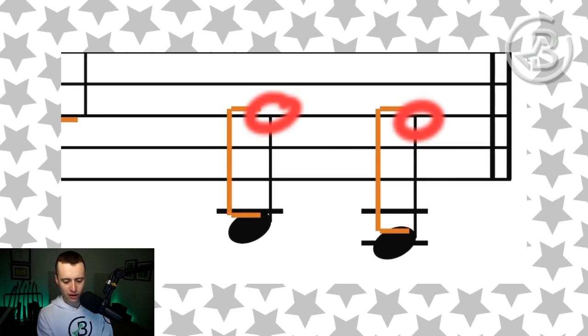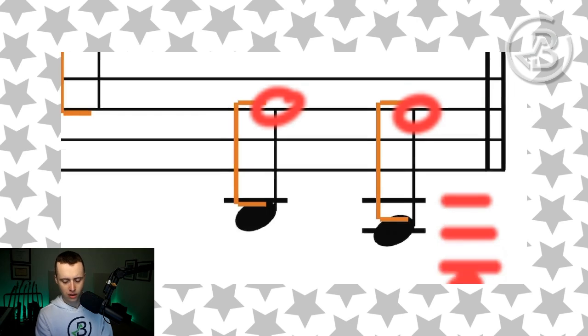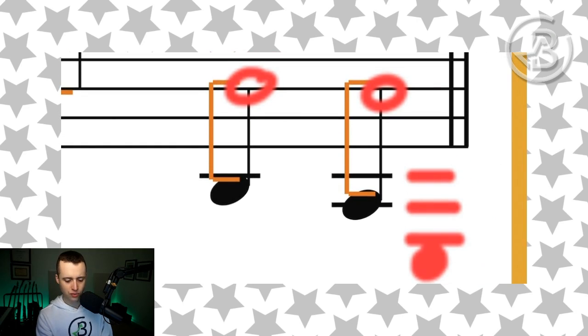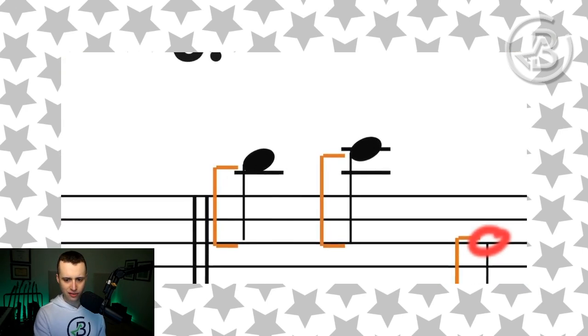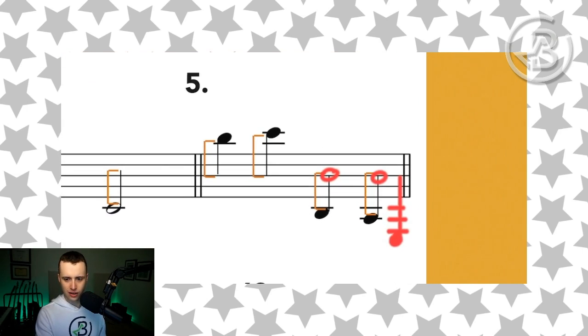So it doesn't matter how many ledger lines. We could have 3 ledger lines, we can write an E note, and that stem has got to go all the way up to line 3. All the way. Same thing above the staff as below.